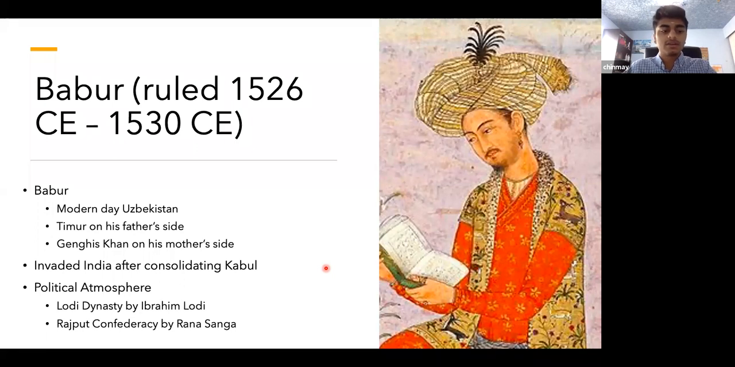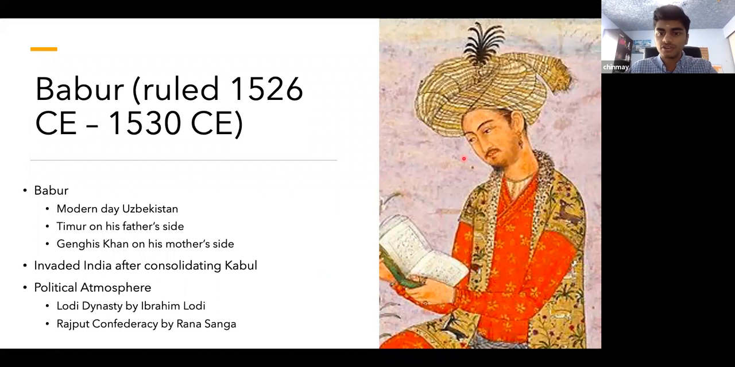So Rana Sanga united the Rajput Confederacy into a loosely connected confederacy between the Rajput states. So they were a huge threat to Babur's planned invasion in India. Babur wanted to retake a lot of territories that he felt that he was obligated to because his ancestors held it at some time.